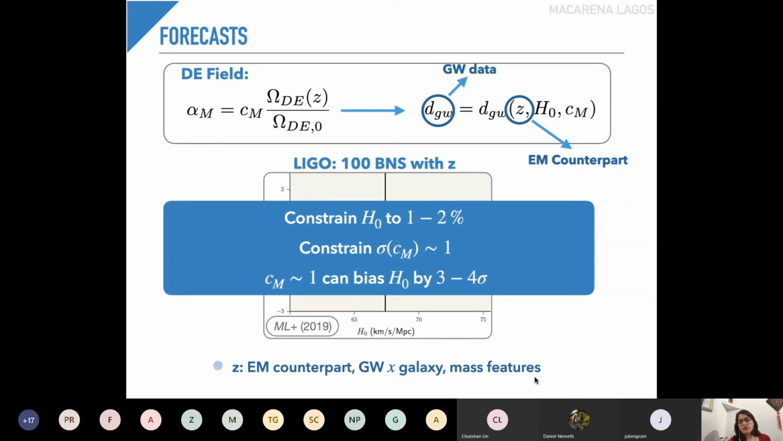But this mass features procedure just depends on very important physical assumptions that in principle you should test first, like these gaps and these mass distributions of neutron stars. But the main message is that you could potentially do the same procedure and obtain the same cosmological tests, but without getting exactly an electromagnetic counterpart.